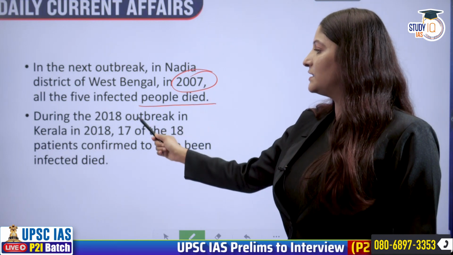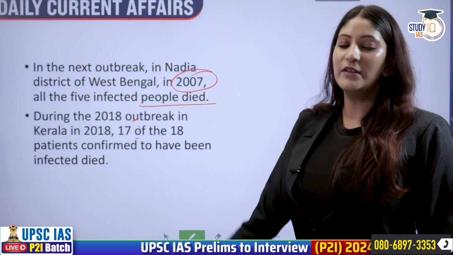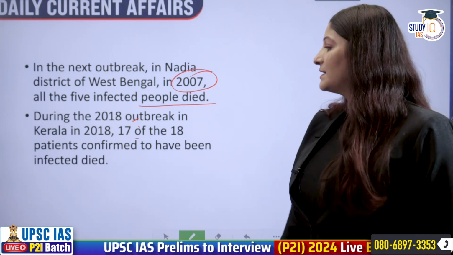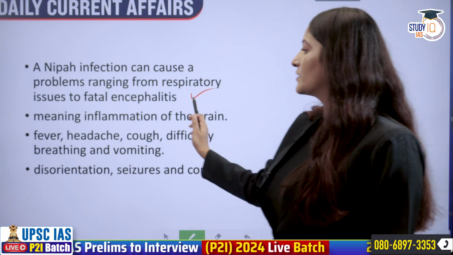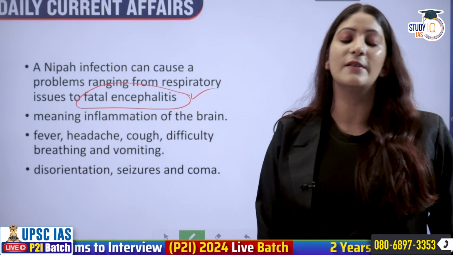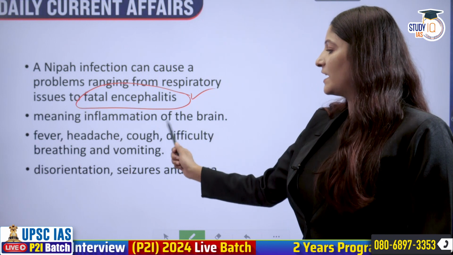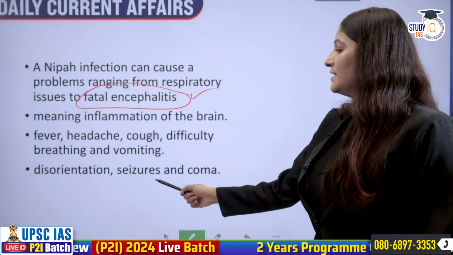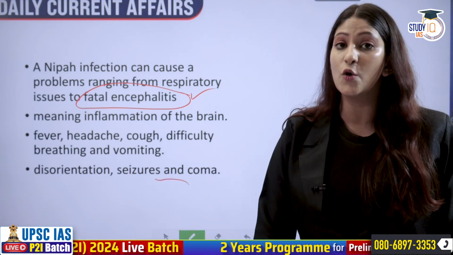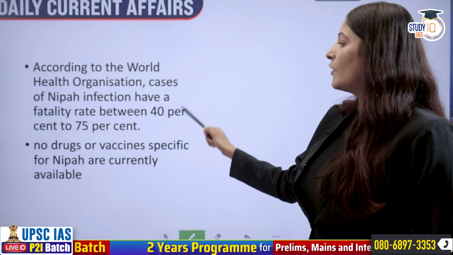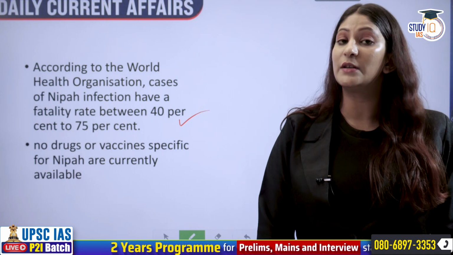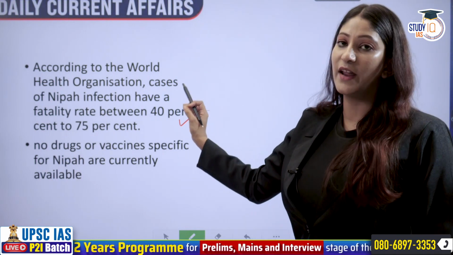During the 2018 outbreak in Kerala, 17 of the 18 known patients died. A Nipah infection can cause different problems that can also take us to fatal encephalitis, that is inflammation of the brain. Fever, headache, cough, difficulty in breathing, disorientation, seizures, and coma are some of the symptoms. These are less serious, these are more serious. According to WHO, the fatality is between 40 to 75%, which is very high.